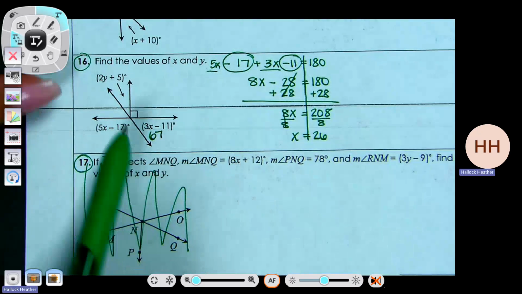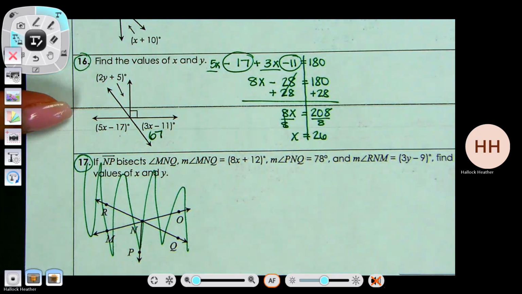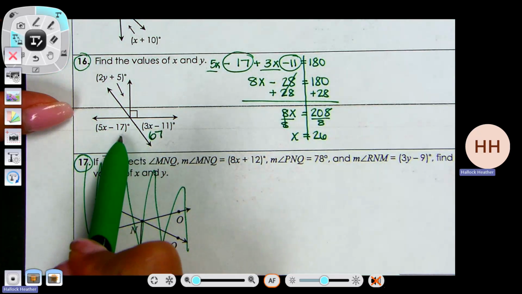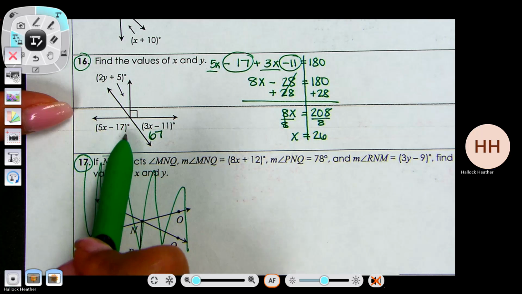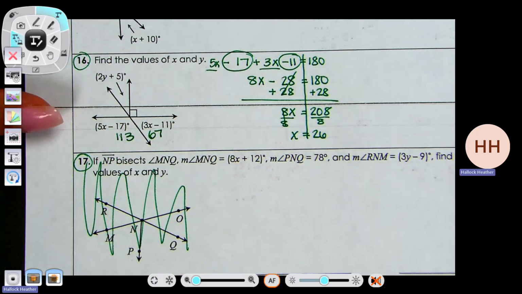Okay. And then on the other side, we do 5 times 26 minus 17. How much is that? If it's 180, then 180 minus it forms. You could do that too. How much does this say? 113. Okay. So now think like a puzzle.